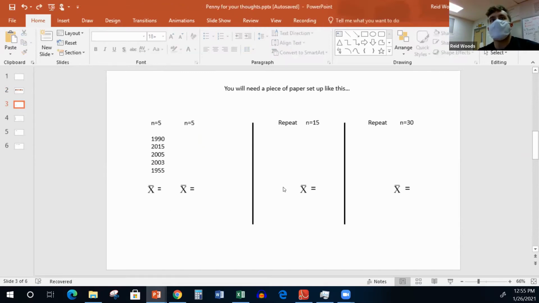You're going to find the mean. And then you're going to repeat that twice over here. You're going to do this twice. You're doing 15 twice and 30 twice. You already have the bags preset. Normally what I do is I put these in a bucket and I have students pick out their own samples, but obviously with COVID, we can't do that, okay?